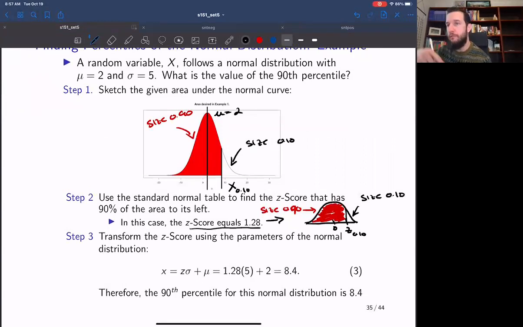And now what we do is we just convert this back into an X value based off of the parameters of the normal distribution that we are working with. So we plug in X equals z sigma plus mu. That's 1.28 times 5 plus 2, which is 8.4. So the 90th percentile of the normal distribution with mu equals 2 and sigma equals 5 is 8.4. Any questions?